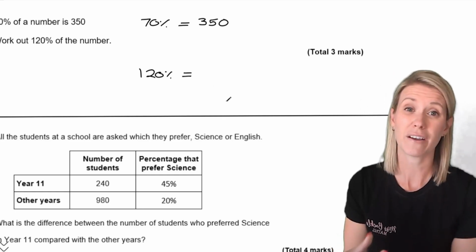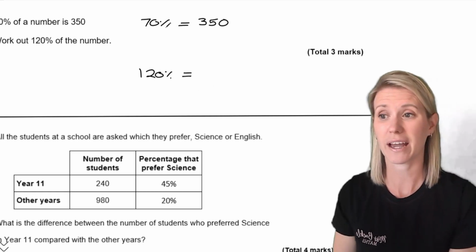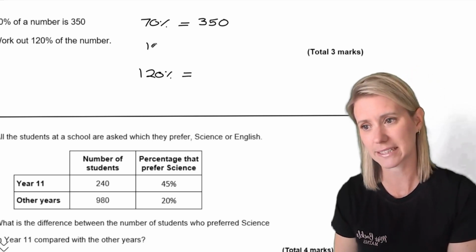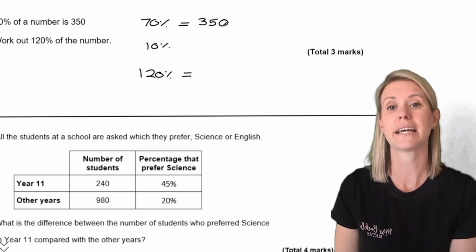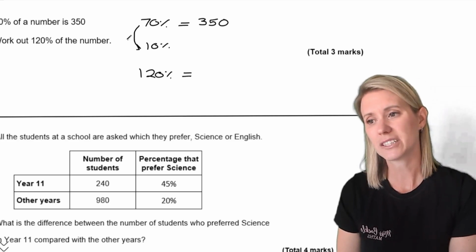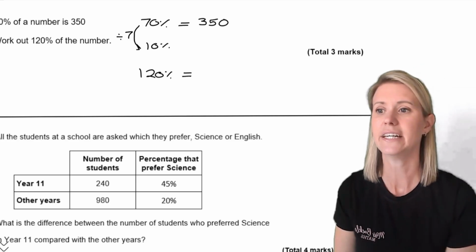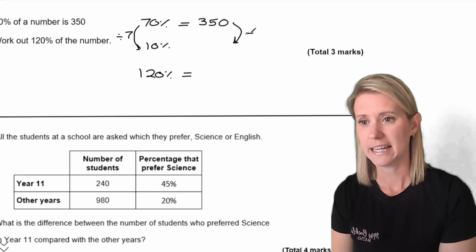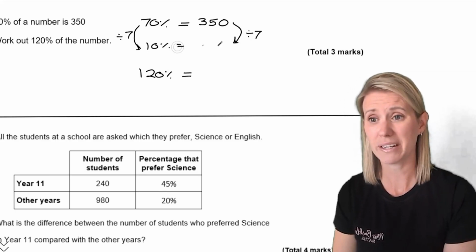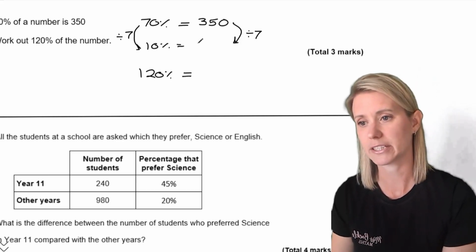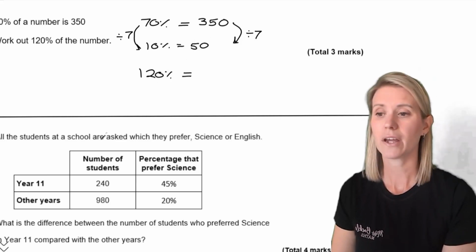Now the best way I find of doing this is you need to work out what 1% or 10% is, and in this case 10% is going to work. So if 70% is 350, we need to divide that by 7, because 70 divided by 7 is 10, to find out what 10% is. And if we're dividing the percentage by it, we need to do the same to the actual numbers. 350 divided by 7 is going to be 50. Now we know what 10% is.